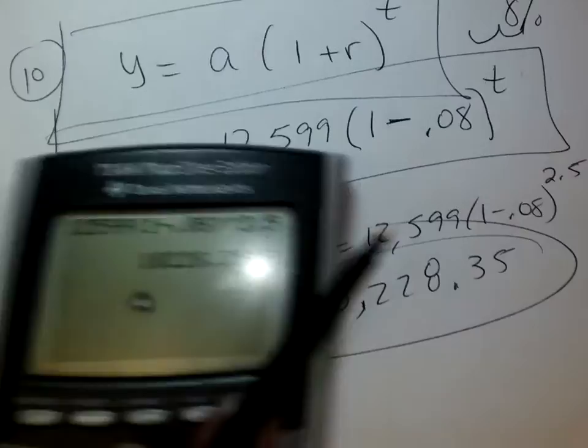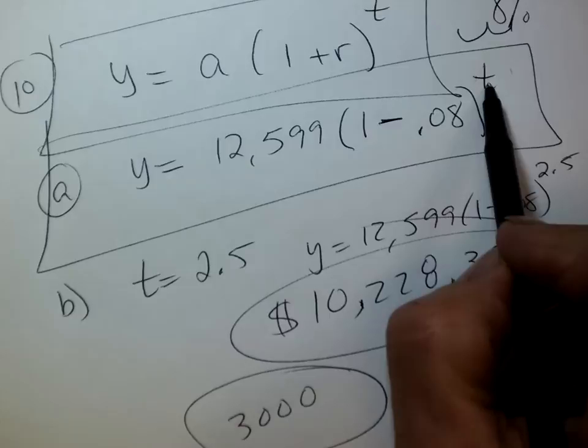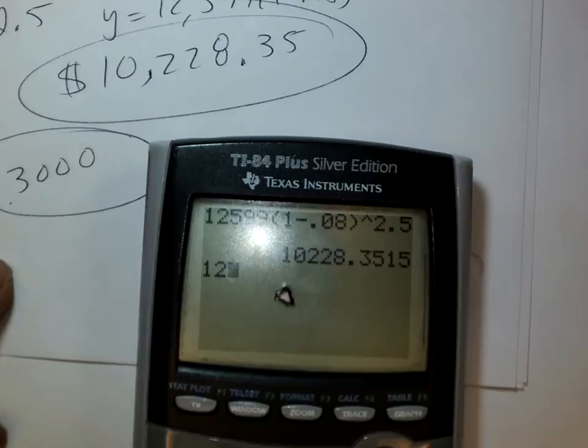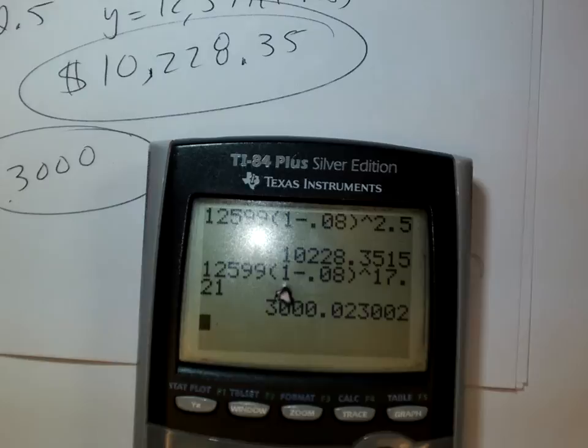Okay, so what'd you think? Ben, what'd you get for an answer? 17.21. Wow, you really chugged and plugged in, huh? So Ben just kept guessing. 12,599 times 1 minus 0.08 to the, what'd you say? 17.21. Wow. That's pretty darn close. And that was guess and check. Nice job. Personally, for me, I would graph it.